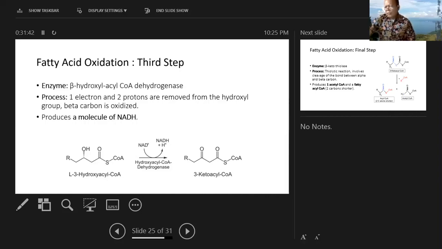The enzyme involved in this step is beta hydroxyacyl CoA dehydrogenase. In this process, two electrons and two protons are removed from the hydroxyl group and the beta carbon is oxidized, producing a molecule of NADH. In this case, NAD+ will be reduced to NADH to get the 3-ketoacyl CoA.